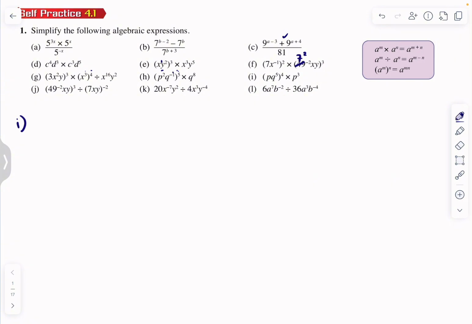I. Same thing. So p to the power 4. Don't forget p has 1. So 1 times 4 is 4. Q to the power 5 times 4 is 20, times p cubed. So this will become p to the 4 plus 3, q to the 20. So p to the 7, q to the 20. Done.